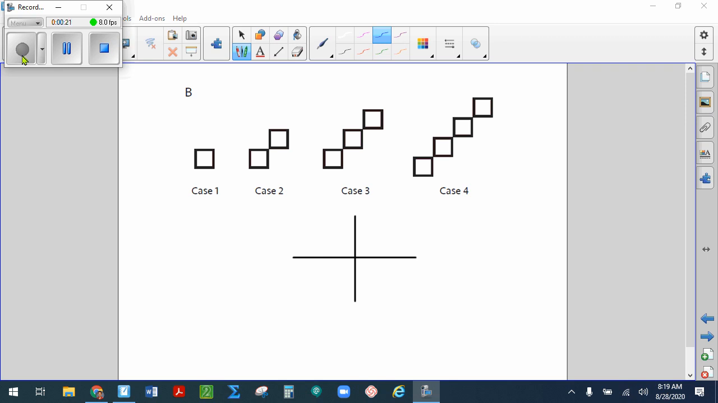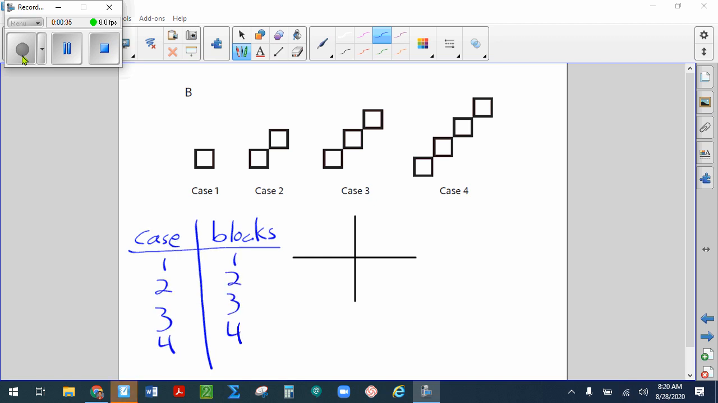But anyway, we're going to talk about the concepts from class and build on that a little bit. I'm looking right now at case B from your Desmos activity. You did make a table, with case and blocks. For example, we had case 1 through 4, and blocks 1 through 4. If I plotted those at (1, 1), (2, 2), (3, 3), and (4, 4), I'd have 4 points.